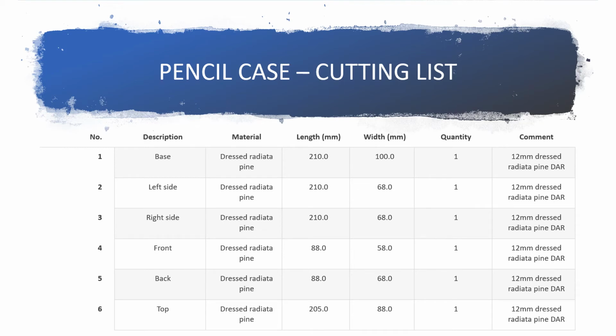Please note we have a column labeled description which identifies which piece we are identifying. We have the base, the left side, the right side, the front, the back and the top. The next column is identifying our material, which is the same for every piece, which is dressed radiata pine. The next 2 columns are our length and width in millimeters with various lengths to suit. Our next column is our quantity of each piece, and we have a comment section which is the same for all pieces, just identifying that we're using 12mm dressed radiata pine timber.